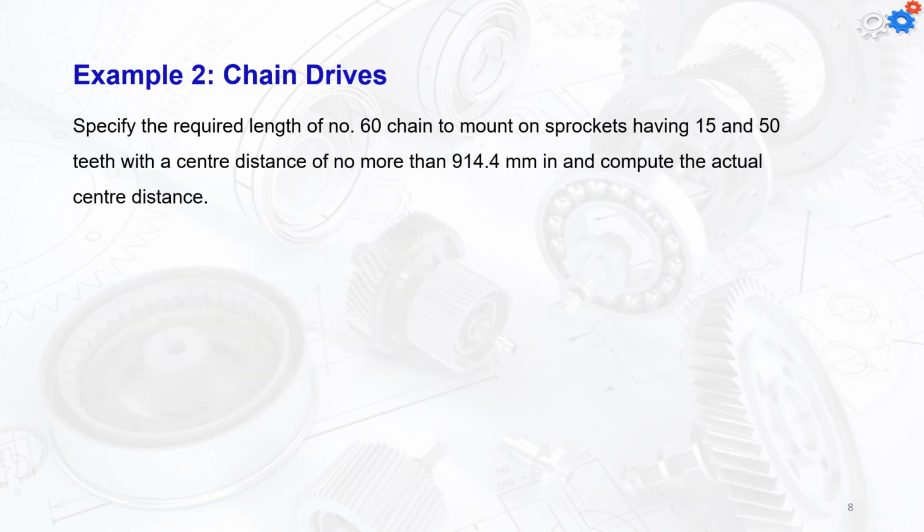In the second example, we need to specify the required length of the number 60 chain to mount the sprockets having 15 and 50 teeth with a center distance of no more than 914.4 millimeters, and compute the actual center distance.